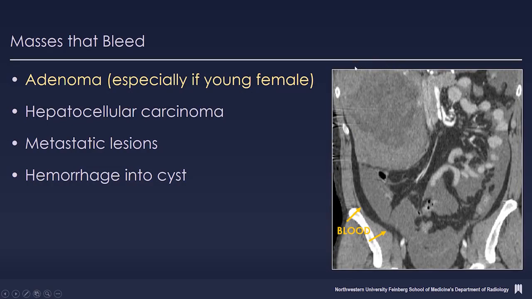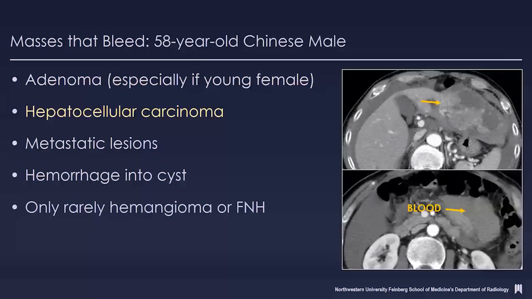So again, you've got a large lesion. If it bled, things you think of are adenoma, especially if it's a young female, hepatocellular carcinoma, certainly if they have risk factors, metastatic lesions, if they have known metastases, although that could be their initial presentation, or hemorrhage into a cyst. But given her demographics and given the appearance, this as suspected turned out to be an adenoma. And rarely, hemangiomas or FNH do not hemorrhage.